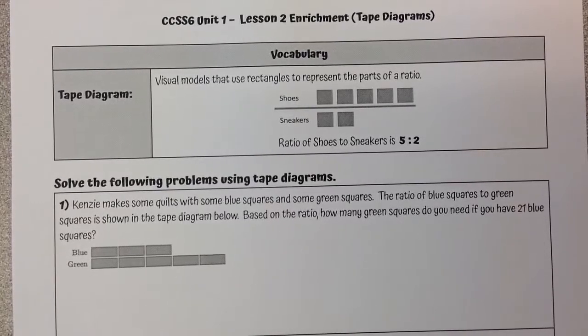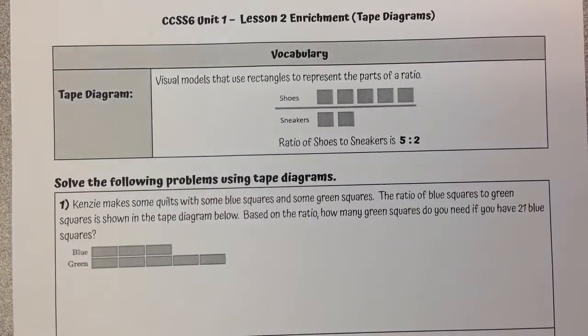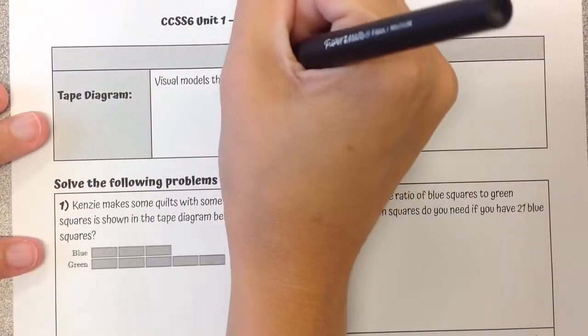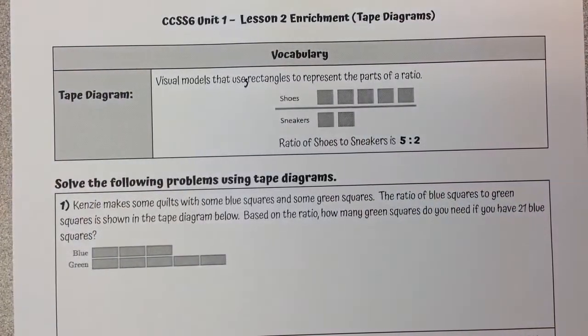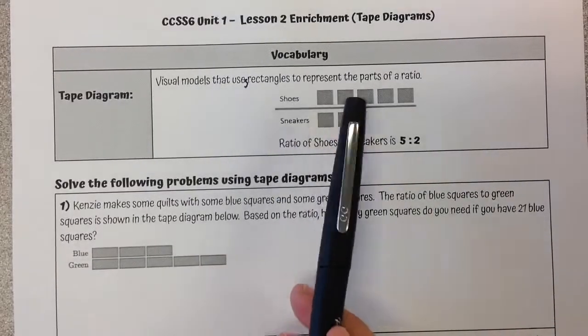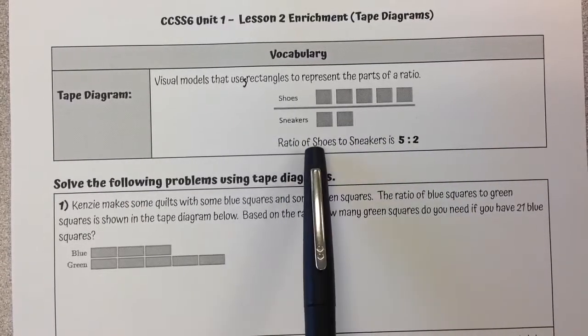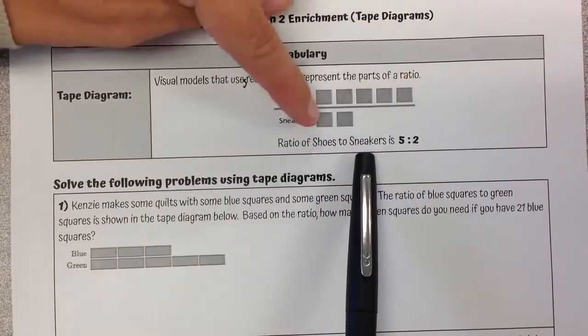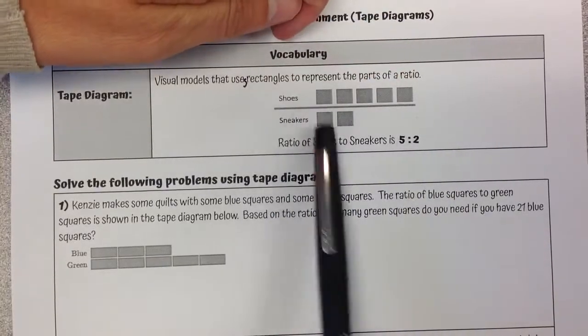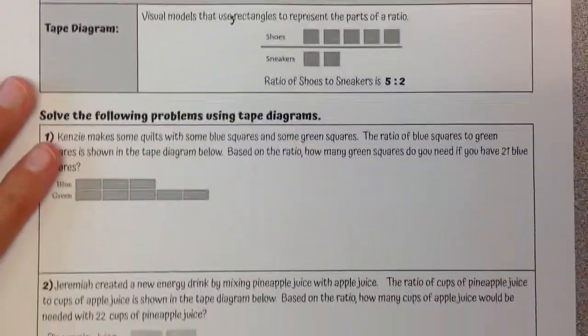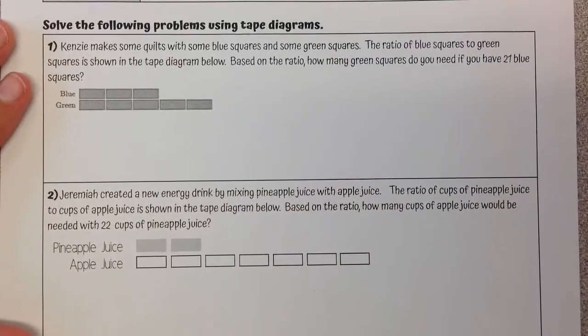For today's enrichment lesson, we are going to be looking at tape diagrams. So this is another way to visually display ratios. A tape diagram is a visual model that uses rectangles to represent the parts of a ratio. So this is an example. It's showing the shoes has 5 rectangles and the sneakers have 2. So the ratio of shoes, which has 5 rectangles, to sneakers, which has 2, is 5 to 2. It's matching the rectangles. So let's look at how these would be used in a problem.